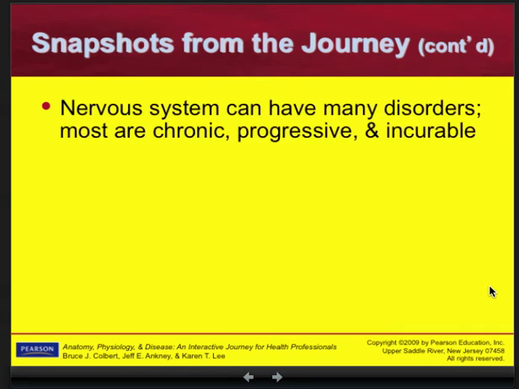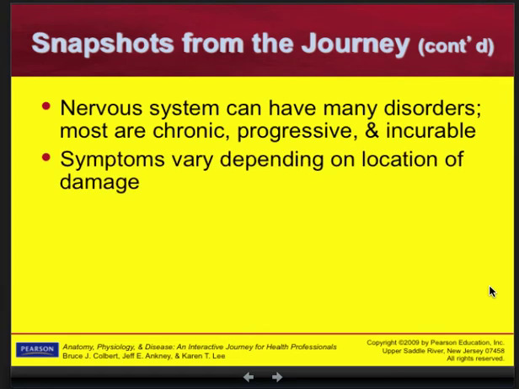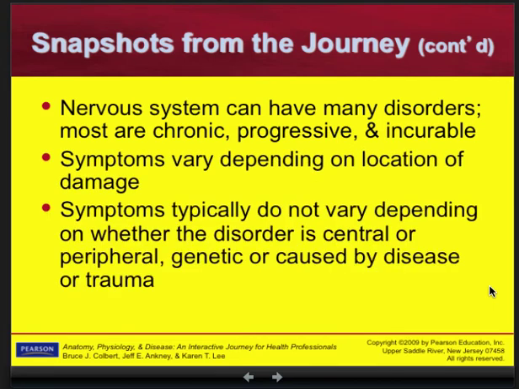The nervous system can have many disorders. Most are chronic, progressive, and incurable. Symptoms vary depending on the location of the damage. Symptoms typically do not vary depending on whether the disorder is central or peripheral, genetic, or caused by disease or trauma.